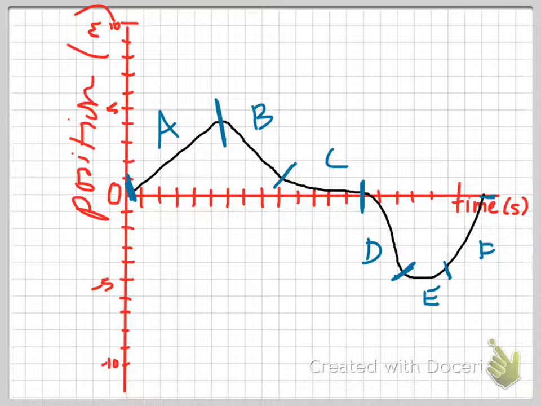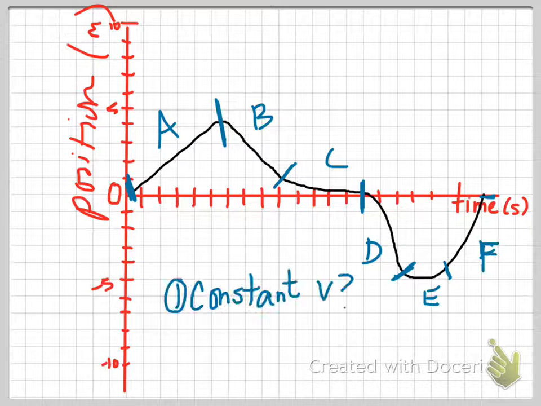Okay, so here's what I want you to do at your table, talking to one another. At what segments of this line is velocity constant? Give me one segment where you think it's constant. Just one. A, okay. Who would agree with them? Me too.